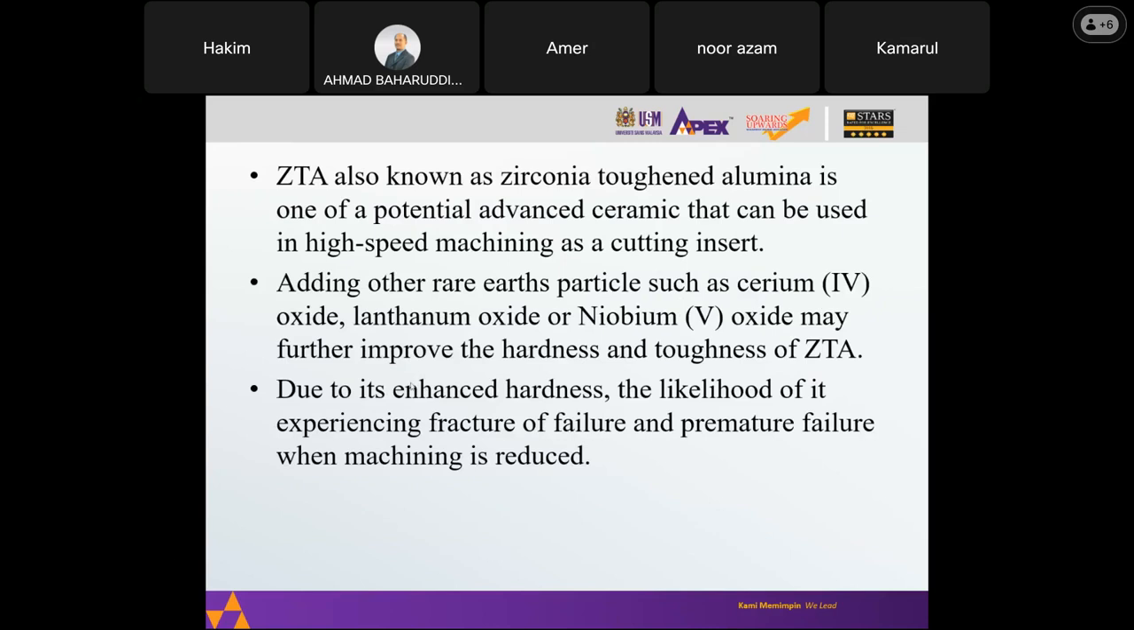And adding other rare earth particles such as cerium oxide, lanthanum oxide, or niobium oxide may further improve the hardness and toughness of zirconia. Last here, I add magnesium oxide. So adding cerium oxide, lanthanum oxide, niobium oxide may improve the hardness. Due to enhanced hardness, the likelihood of this material experiencing fracture or premature failure when machining is reduced.